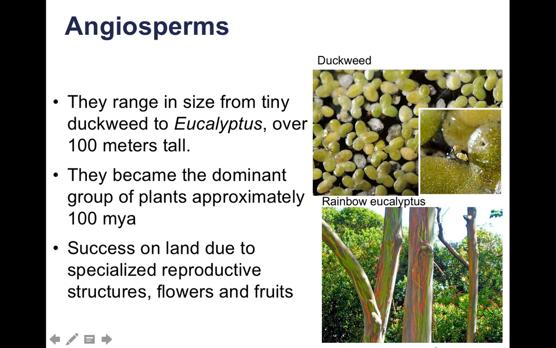They can also be quite large, so the eucalyptus trees are going to make up the largest of the angiosperms. This is one called rainbow eucalyptus, which is a really unique kind of eucalyptus. It grows in Southeast Asia, and it produces this bark that's all sorts of colors. These eucalyptus trees can get 250 feet tall or so. The angiosperms became the dominant group of plants about 100 million years ago, and they've been so successful on land because of these specialized reproductive structures. So they're flowers and then their dispersal structures, fruits.